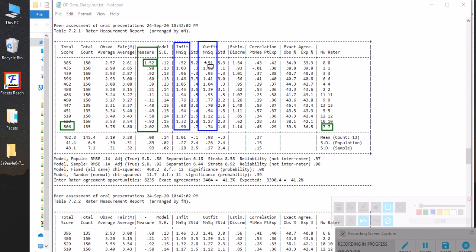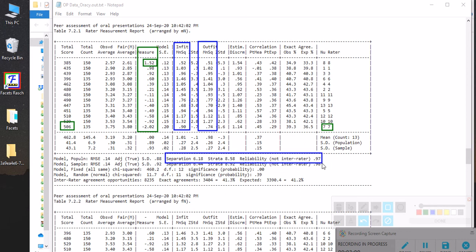However, we can also run another analysis called bias analysis, which can give us another kind of indicator as to whether the raters were biased or not. And I'll try to do it quickly for you in a minute. Before doing that, let's take a look at the separation and reliability statistics.